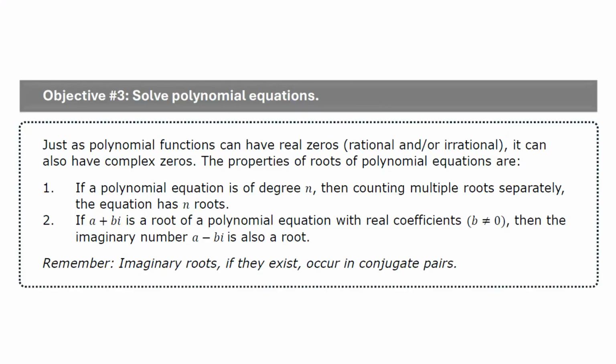And 2, if a plus bi is a root of a polynomial equation with real coefficients where b doesn't equal 0, then the imaginary number a minus bi is also a root. Remember, imaginary roots, if they exist, occur in conjugate pairs. So if I have a 0 that's 7i, its conjugate pair would be -7i. If I have a 0 that is 2 plus 6i, then its conjugate pair, 2 minus 6i, would also be a 0.